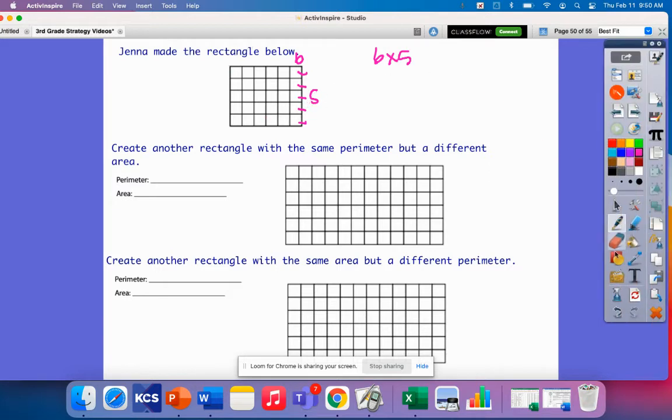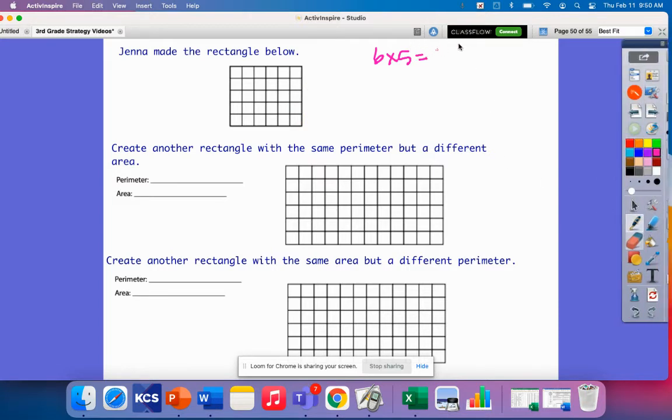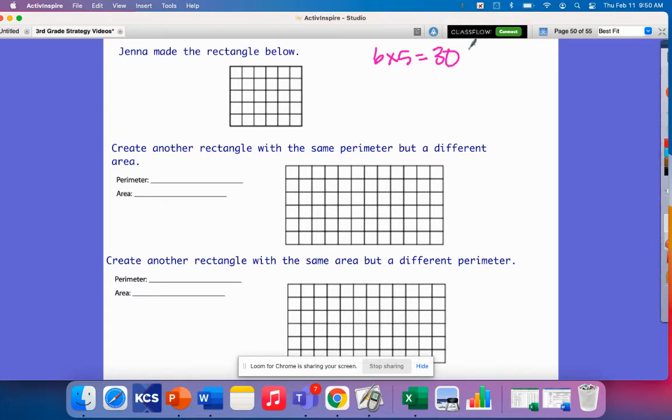Now, if it was a square, it'd have to be either a 5 by 5 or a 6 by 6. It would all have to be the same measurements. So a 6 by 5 would be 30, and this would be units squared.